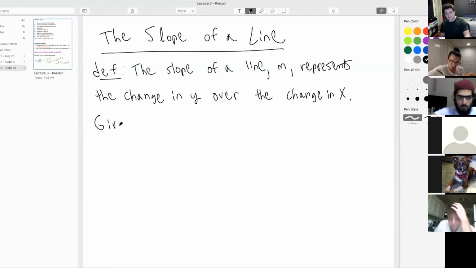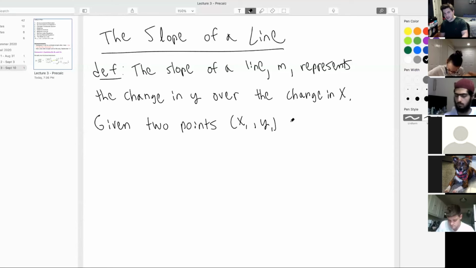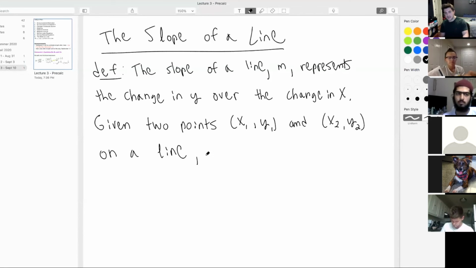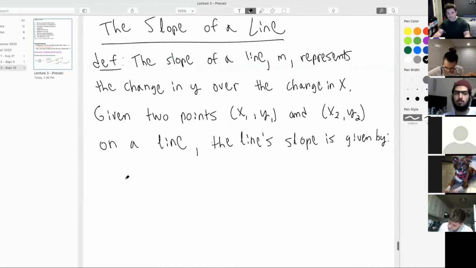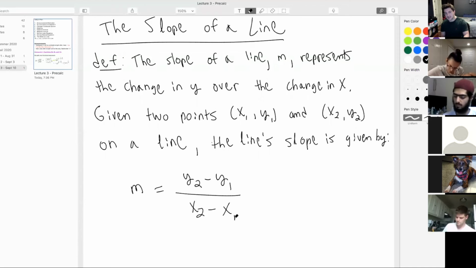And here's the formal definition. Given two points, (x1, y1) and (x2, y2), on a line, so they both live on the same line, the line's slope is given by m, a lowercase m, which is usually the letter we use for slope. It's just going to be y2 minus y1 divided by x2 minus x1.